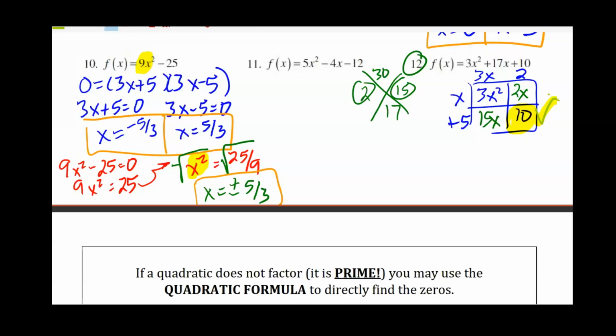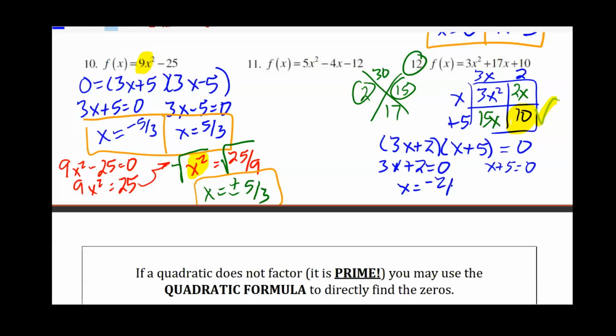So this is essentially what we did in the last unit, but now we're not done yet, okay? We've done all this work, but we're not finished because our goal is to get equal to 0. So 3x plus 2, first factor, x plus 5, second factor, equal to 0. 3x plus 2 equals 0, first factor equal to 0. x plus 5 equal to 0, second factor equal to 0. Solve each one. So x equals negative 2 thirds, subtracting the 2 and dividing by the 3. And x equals negative 5, just subtracting the 5. No division needed there. So there are my two answers.